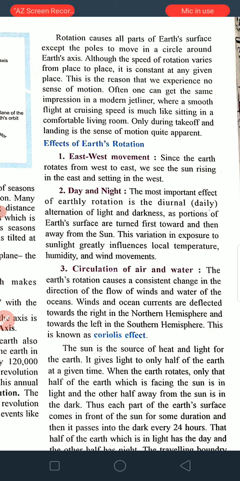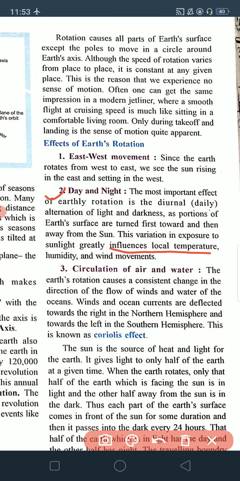Then comes the circulation of air and wind. This variation in exposure to sunlight greatly influences the local temperature, humidity and wind movement. One point here is that day and night rotation also influences local temperature, humidity and wind movements. Circulation of air and water.